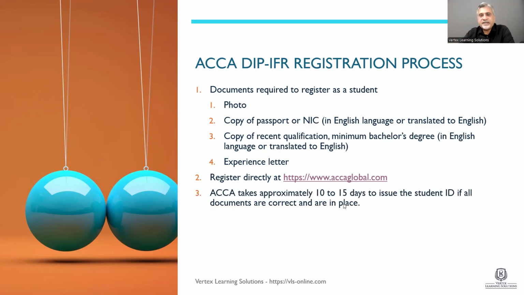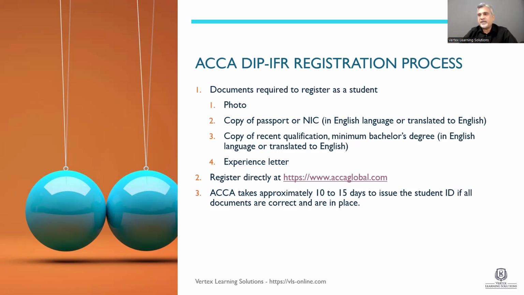ACCA takes approximately 10 to 15 days to issue the student ID if all the documents are correct and are in place. So 10 to 15 days, they will give you that you are now a registered student for Diploma in IFRS exam. You have not actually, until here you have not booked the exam. You have only done the student registration, and they will give you your student ID, which is 47 42 35 3219.